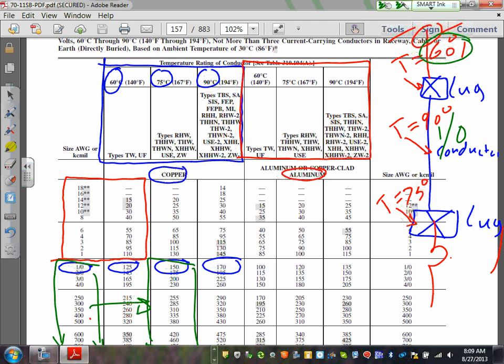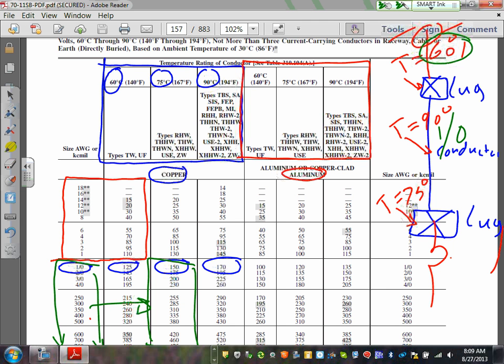Take this. Here, I have number 8. Under normal operating condition, number 8 cannot carry more than 40 amps. Normal operating condition. Did you guys hear me? Defaults. These are what I call the defaults.